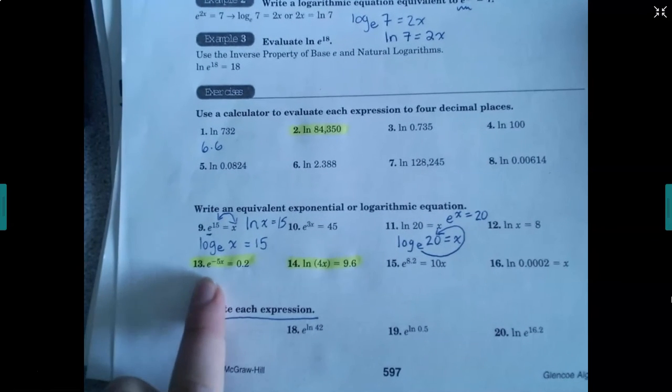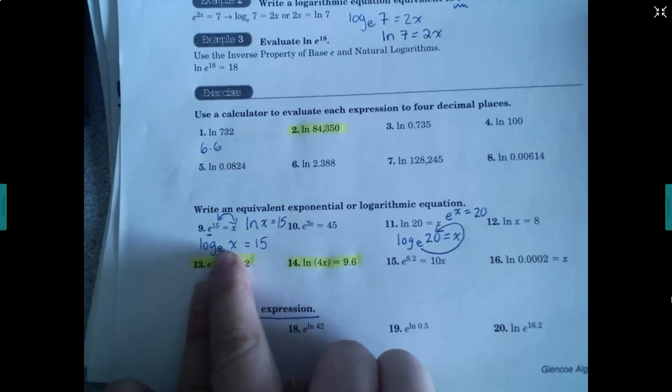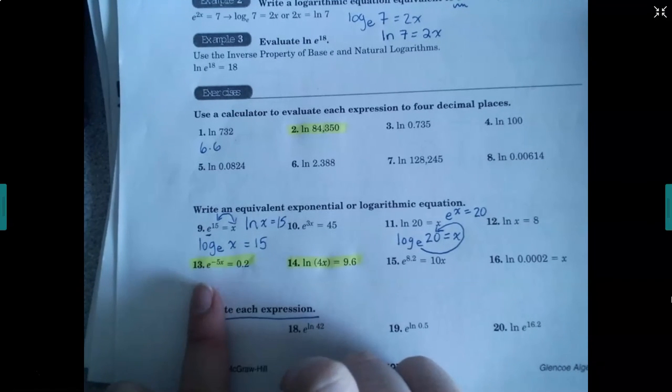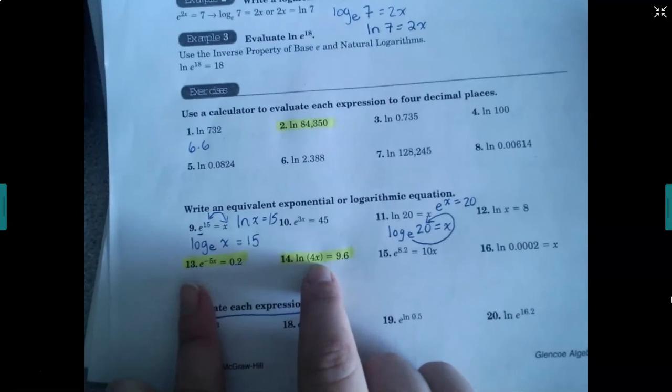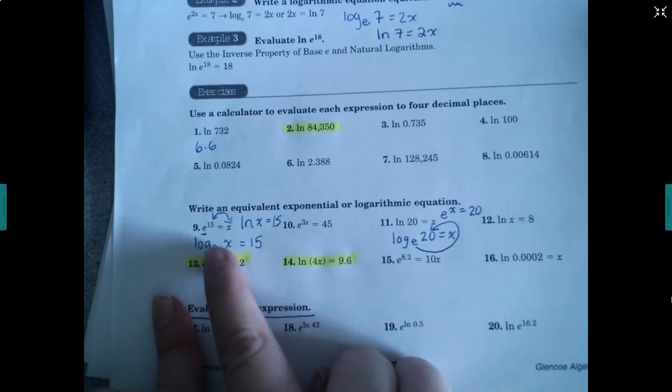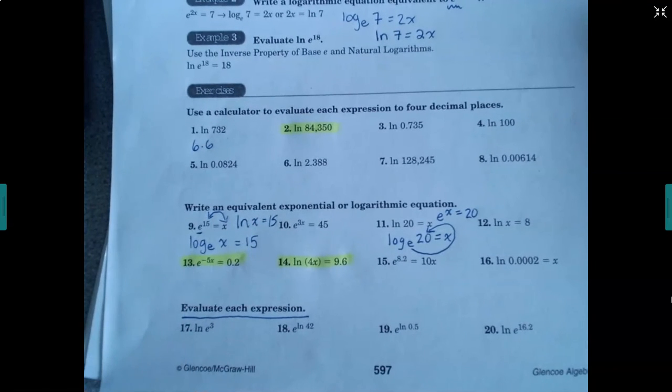So this one, you start by using your switcheroo rule to get it into a natural log form, and from here you convert it into a log and then use your loop-de-loop rule. So those 3 problems is what I want from you tomorrow morning for a notebook grade. Number 2, number 13, and number 14.